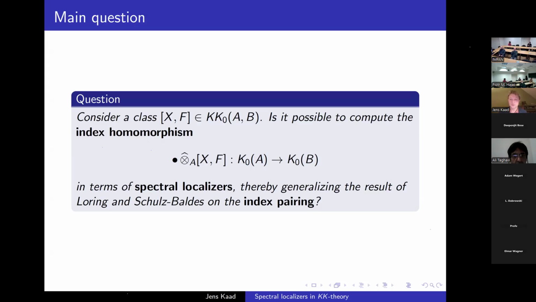So now I'm going to talk about unbounded Kasparov modules. I'm going to review that because it plays a central role in this talk.